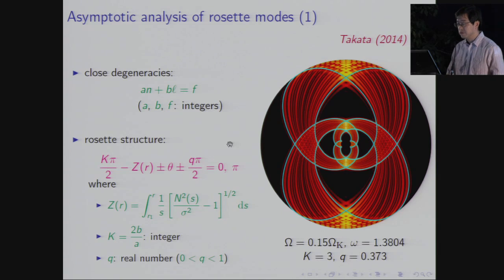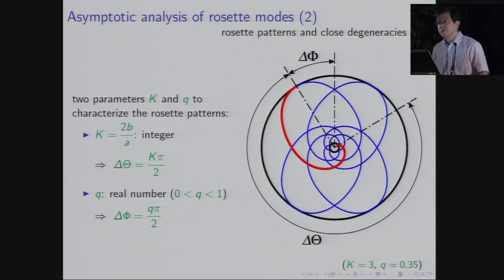K is an integer, which is defined by this, 2b over a. And a and b characterize a family of close degeneracy. So k is the key parameter to relate the structure of the rosette pattern and close degeneracy. And another parameter q is a real number, which indicates the order of rosette modes in a given family.